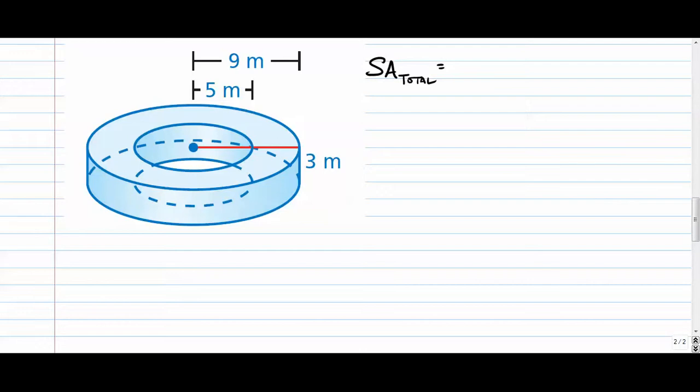You can imagine maybe a roll of paper towels, or maybe a washer or something like that, right? It's basically a ring with a ring taken out of it, if you will. So we need to find the total surface area of the composite solid. Alright, so let's do it this way this time. Let's look at the top of this. I'm going to highlight this top in yellow, and we're going to try to find the area of it.